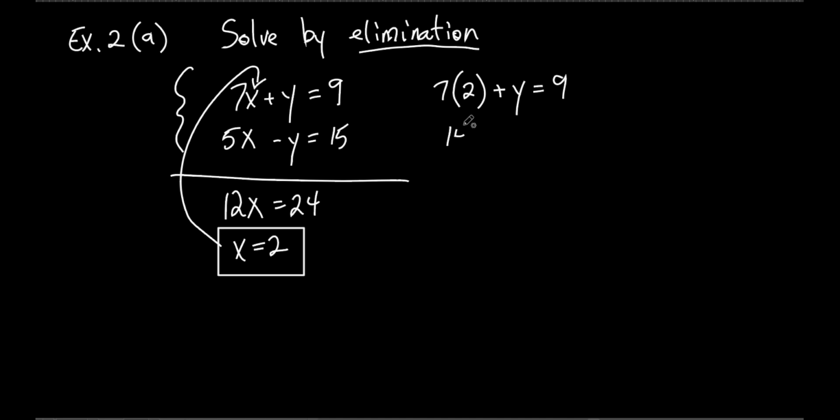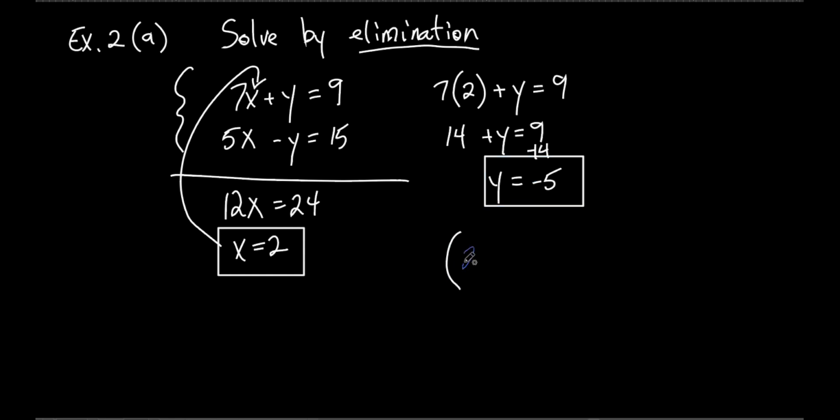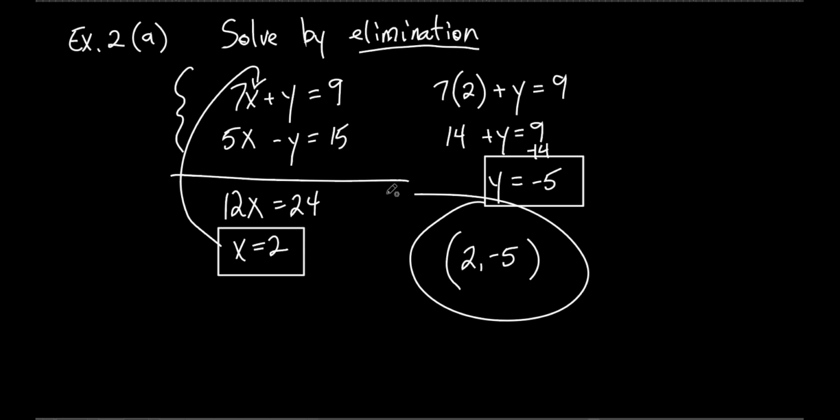So this is 14 plus y equals 9. Subtract 14 from both sides. And what's that? Negative 5. All right, so now how do we write our final answer? As an ordered pair, 2, negative 5. That is how you want to write your answer right there. Pretty simple, isn't it? That's the easiest version of elimination.